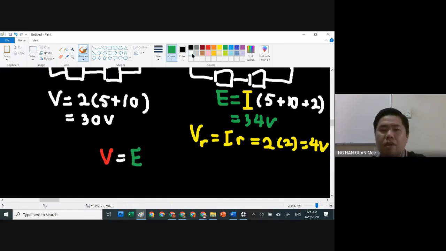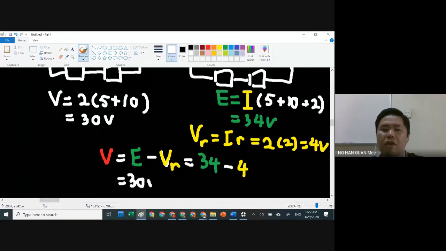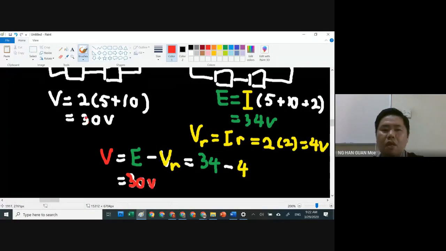EMF minus the voltage across the internal resistance. So that's why it's equal to 34 minus 4, which is equal to 30 volt. 30 volt, as you calculated the effective V just now.